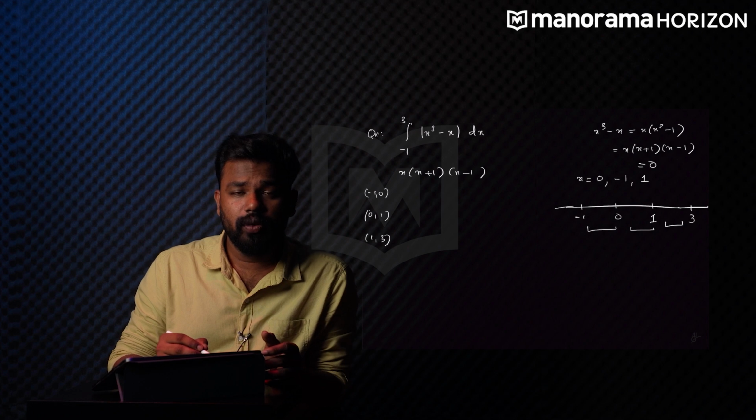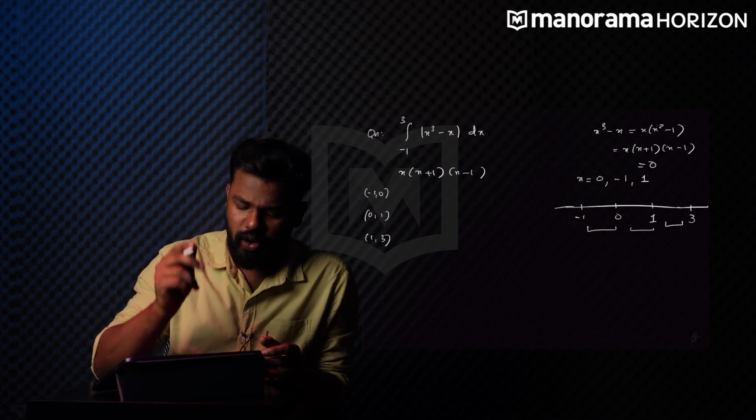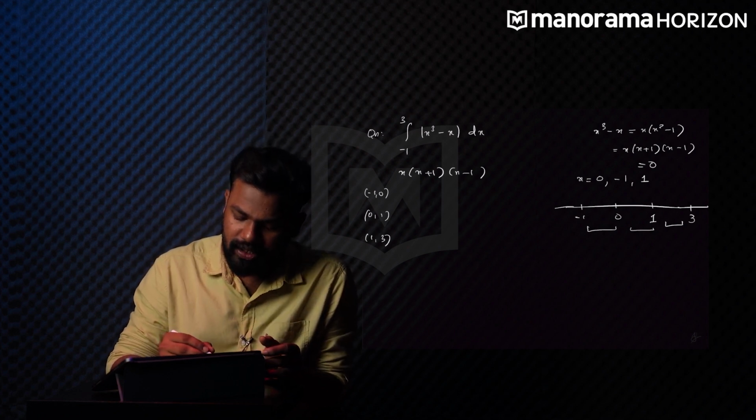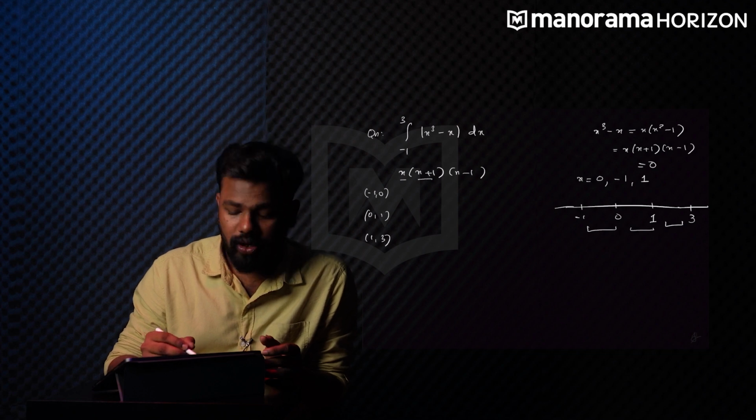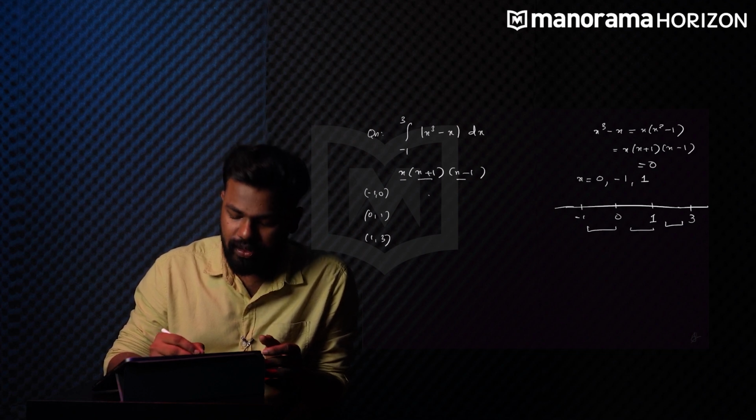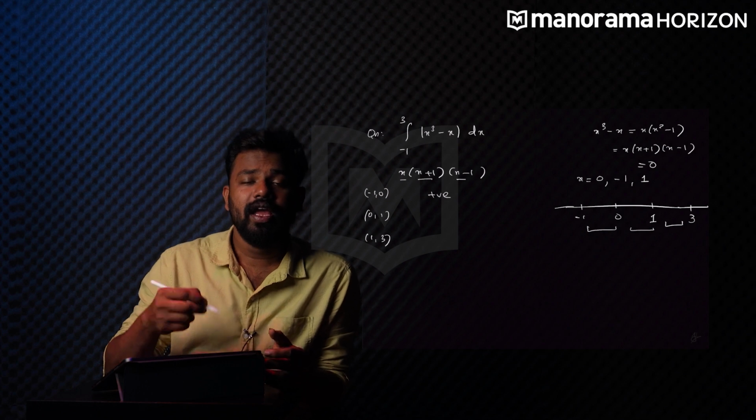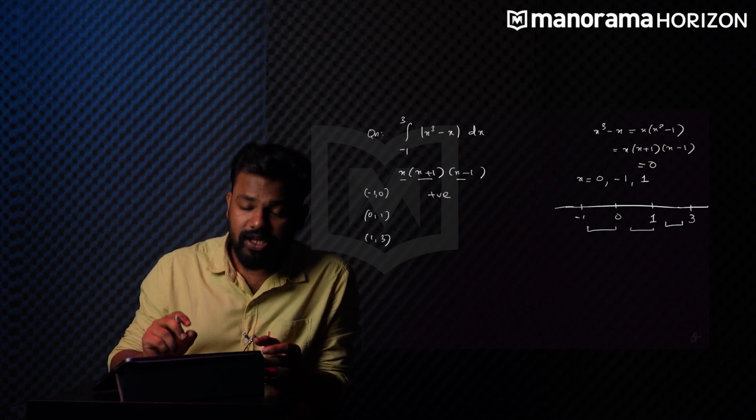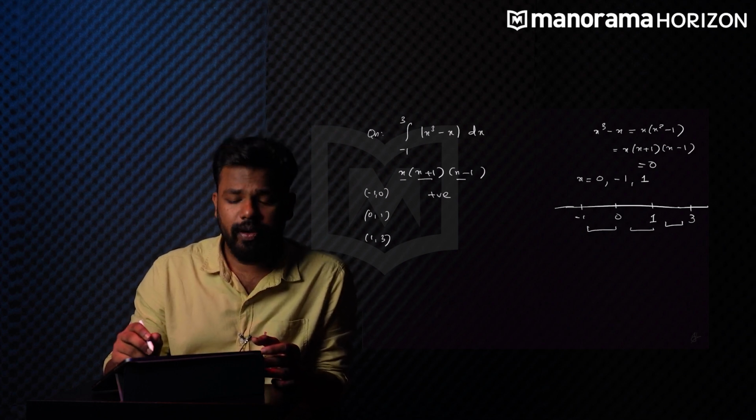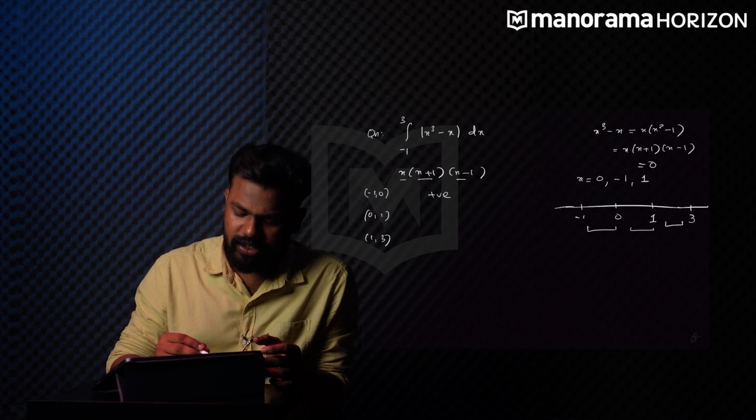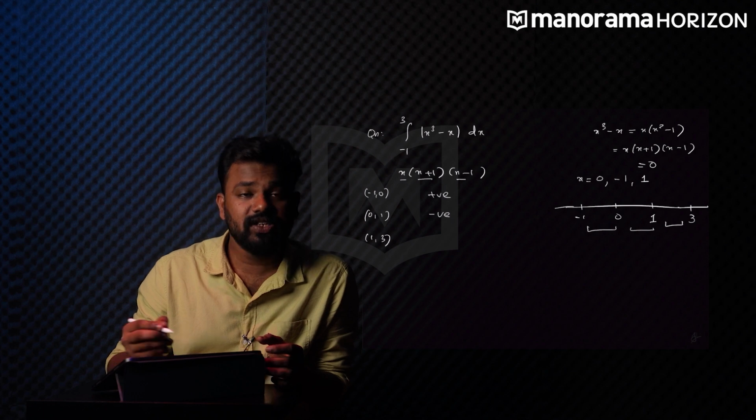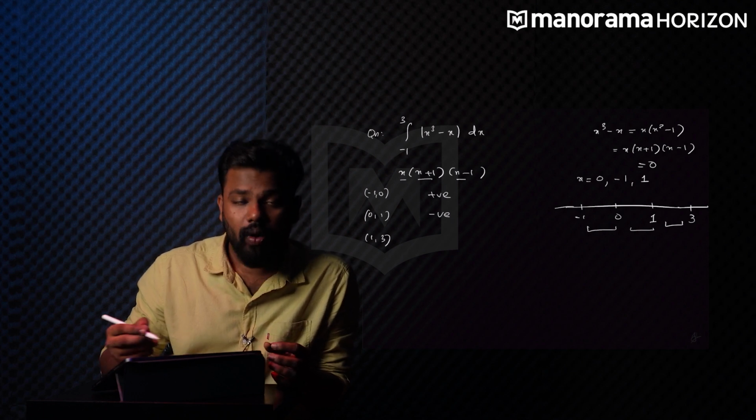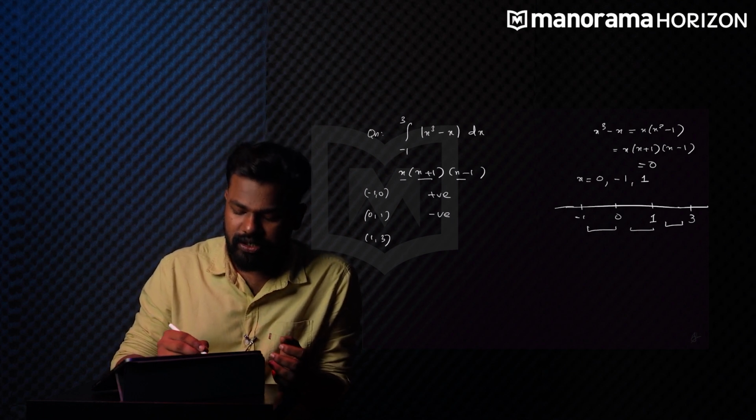Minus 1 to 0 means I can put a small value, minus 0.5. If I put minus 0.5, this will be negative, this will be positive, this will be negative. So I have a total positive value if I put a value between minus 1 and 0. Now 0 and 1, if I put a small value, I will be getting positive, positive and negative. So that means here x cube minus x will be negative. For 1 to 3, if I put a value, I will be getting positive, positive, positive.